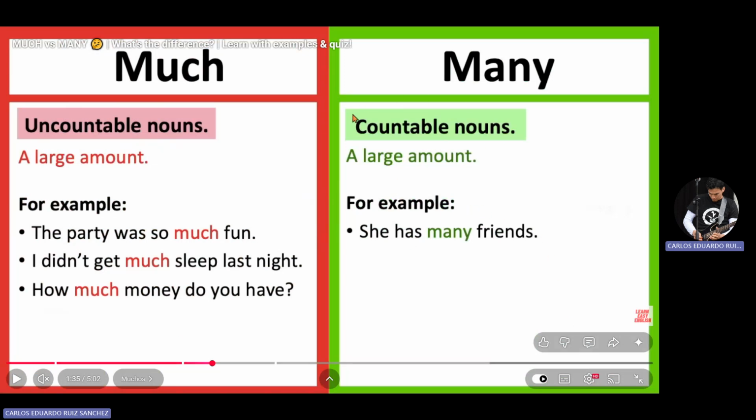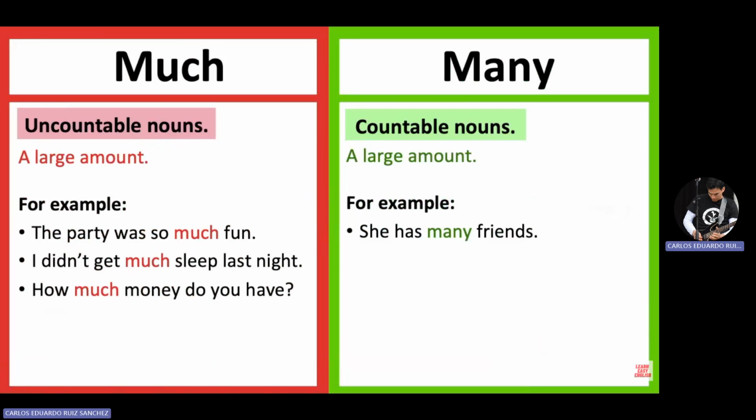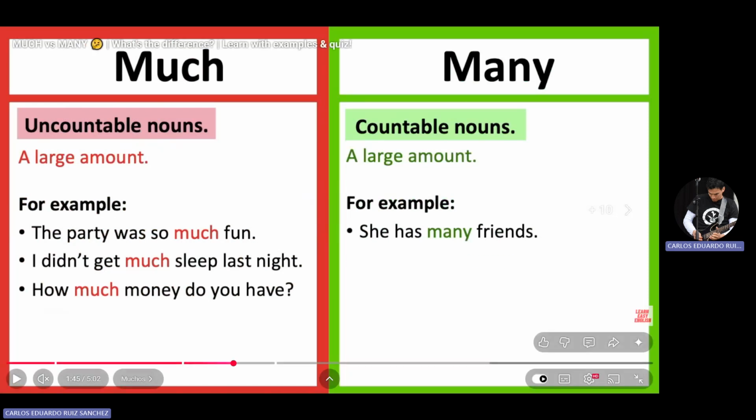What is the element here? What is the countable noun? Friends. Nosotros podemos contar la cantidad de amigos. She has many friends. This is an affirmative statement, ¿ok? Es una oración afirmativa. Podemos contar los amigos. Yo puedo quitar ese many y colocar ahí una cantidad. She has 2 friends. Yes? She has 1 friend. Los puedo contar. She has 27 friends.